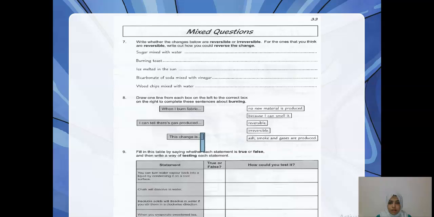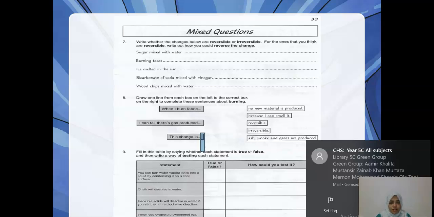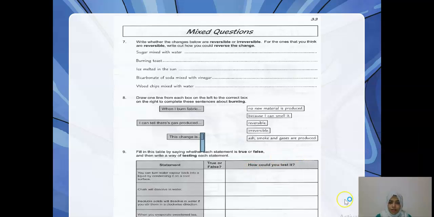Chalk dissolved in water. Do you think it is true or false? Will chalk dissolve in water? An insoluble solid will dissolve in water if you stir it in a clockwise direction. So if something is insoluble, any solid that is insoluble, insoluble means it will not be dissolved. So do you think it will dissolve if I stir it in a clockwise direction? So it's obviously false.